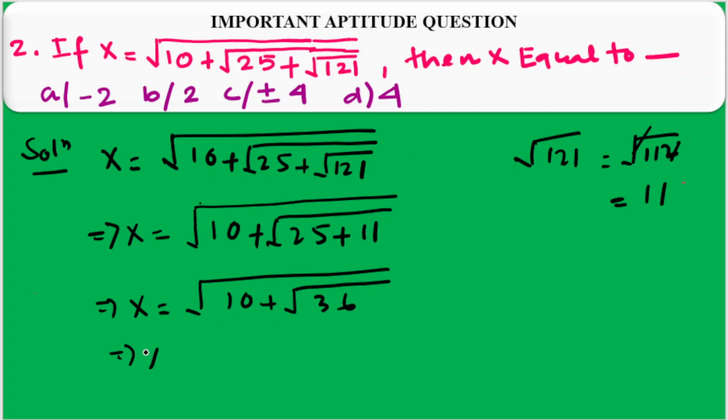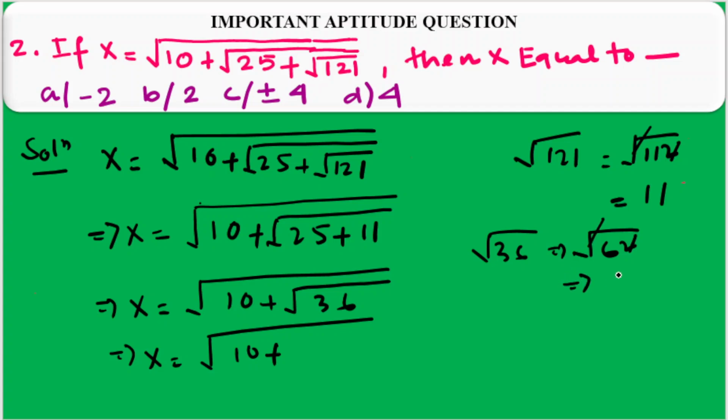Next step we need to do is we can write this as square root of 10 plus we can resolve the square root of 36 as square root of 6 square. So this square and root will get cancelled out. It will remain 6. So we can write this as square root of 10 plus 6. We can arrange this equation as square root of 10 plus 6 is 16.